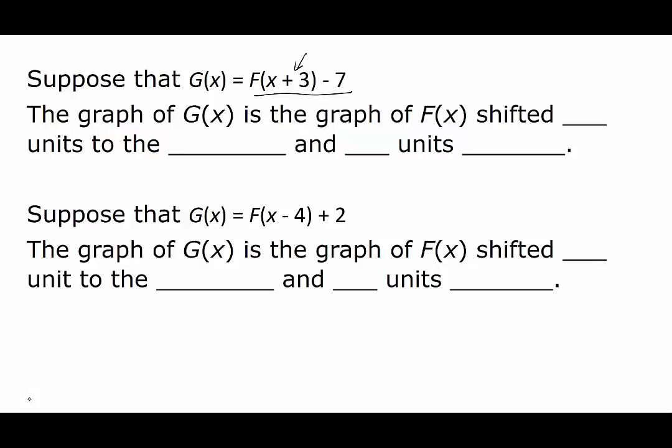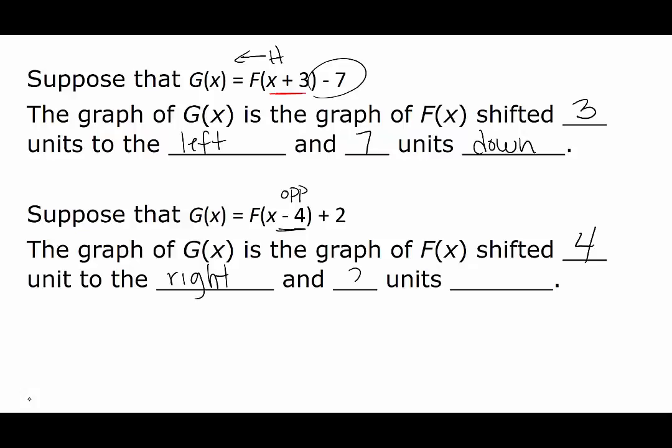The graph is shifted. Is that a vertical shift or a horizontal shift? That's a horizontal shift of 3 units. Inside the parentheses is a horizontal shift, and it's the opposite sign. So since this is positive, I'm going to go in the negative direction and 7 units down. The horizontal shift is the opposite sign. The vertical shift is the same sign and at the end. Next, we're going to go 4 units. If this is a negative, that means it's going to do the opposite. It's going to move 4 units to the right in the positive direction and 2 units up.